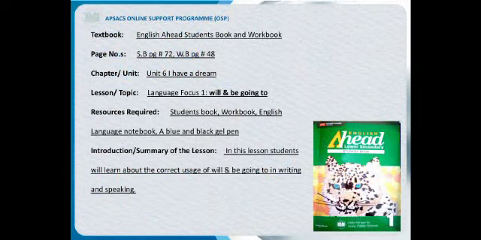For this, you are required to have with you your student book, workbook, English language notebook, and a blue and a black gel pen. In this lesson, we will learn about the correct usage of will and be going to in our writing and speaking.